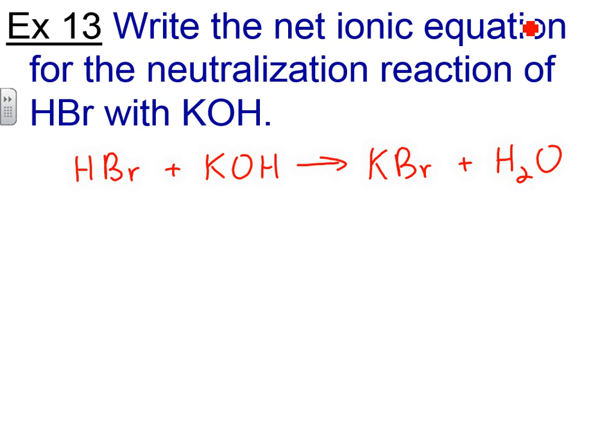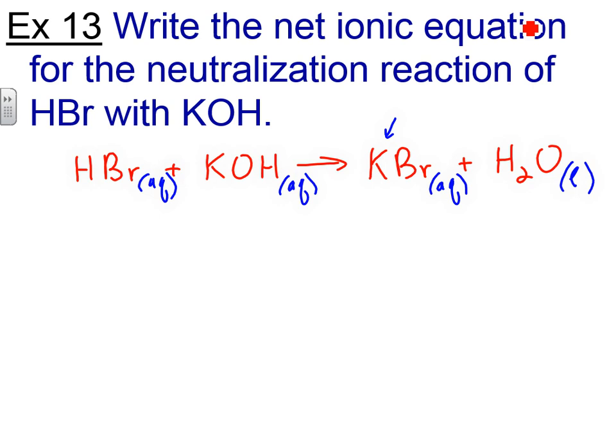Now, if we put state symbols on these, the first two are aqueous. Now, we know this, all acids will be aqueous, and bases will also be aqueous unless otherwise told. So we'll assume these are aqueous. Now, when we get KBr, KBr is also aqueous because all potassium, all group 1 metal ions are soluble, and water is a liquid. So this is very similar to the precipitation reaction where we had 3 aqueous and a solid. Here we have 3 aqueous and a liquid. So this will follow the same pattern.